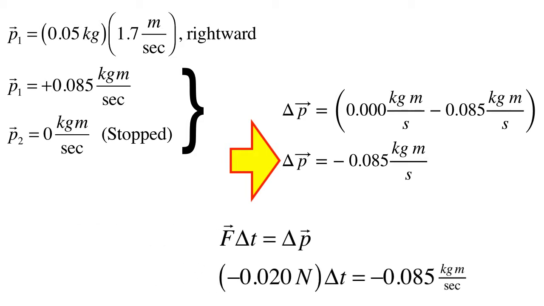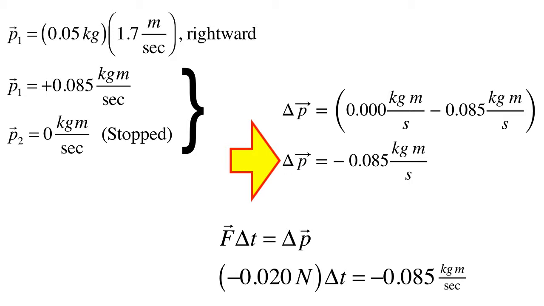Here it is. F delta T equals delta P. All right, now on the left side, we already know what the force is, negative 0.020 newtons. Good. Delta T, we don't know what it is. That's what we're going to be able to find out because look, it's the only variable that we don't know in this equation. On the right side of the equation, we just figured out delta P, that's negative 0.085 kilogram meters per second. So we're golden. You know, we got it. You just got to do a little bit of division here.